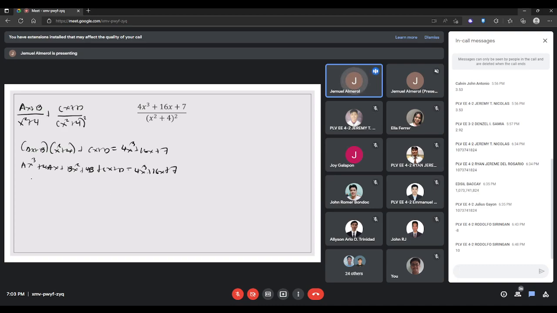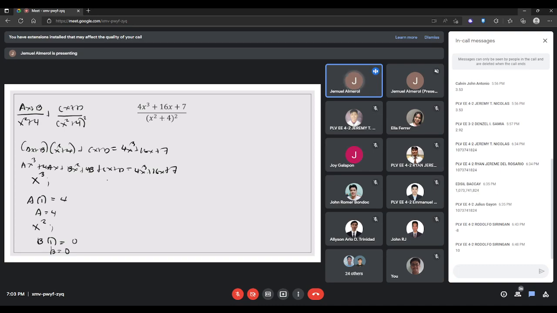So mag-start tayo sa highest power, x cubed. So a times 1 lang. Equal to, yun, nag-iisa doon, 4. Or a is equal to 4. Yun ang kagandahan pag decomposition. Madali makuha. Next, x squared. So sa left side, b ang meron. b times 1. Sa kabila, wala. Lang x squared na. 0. Therefore, our b is 0. Okay?